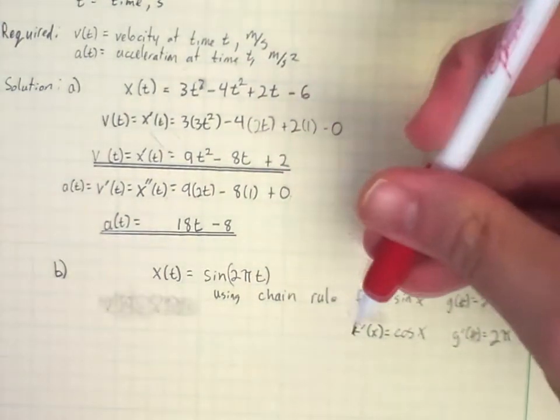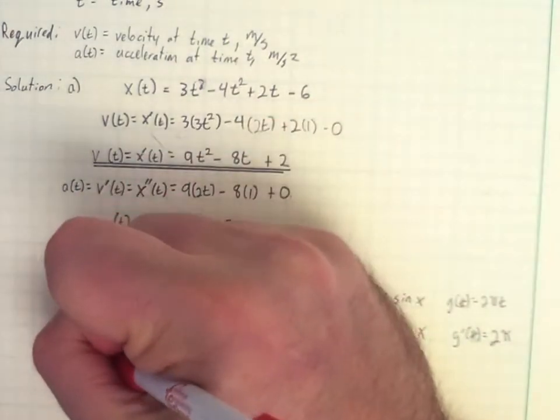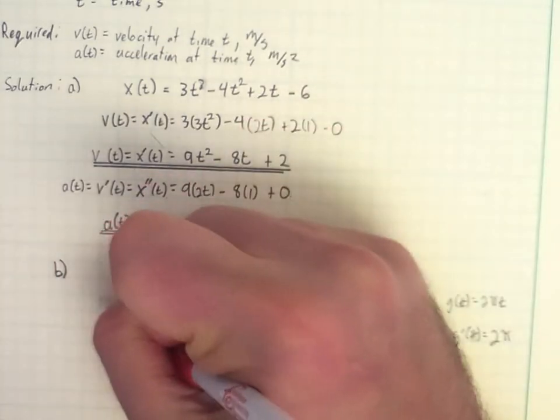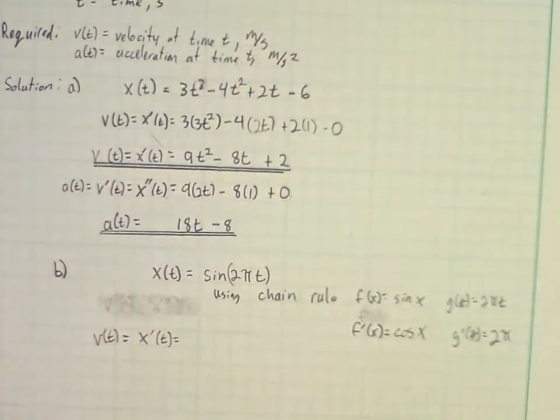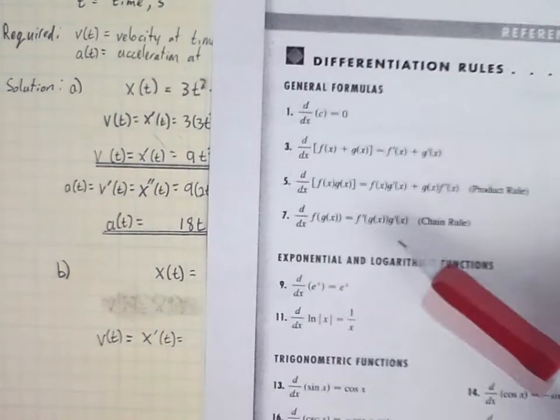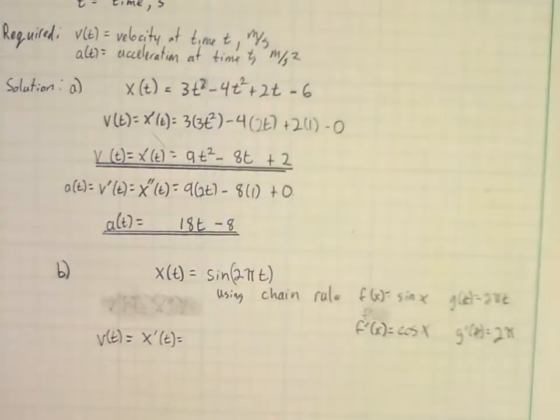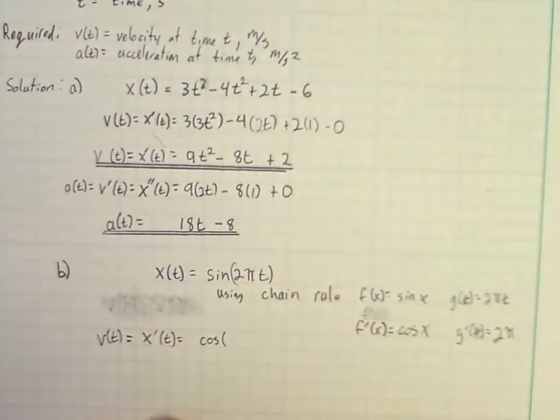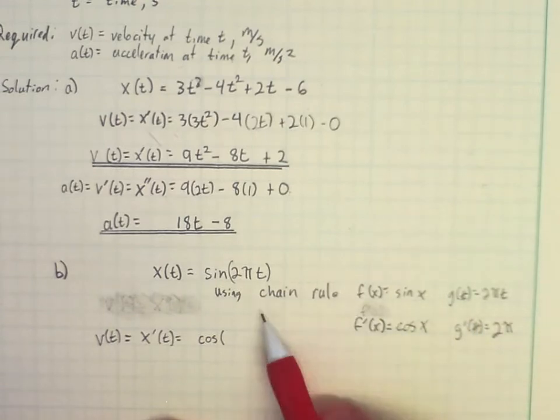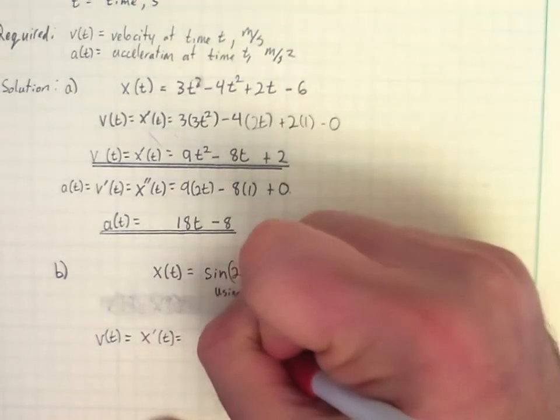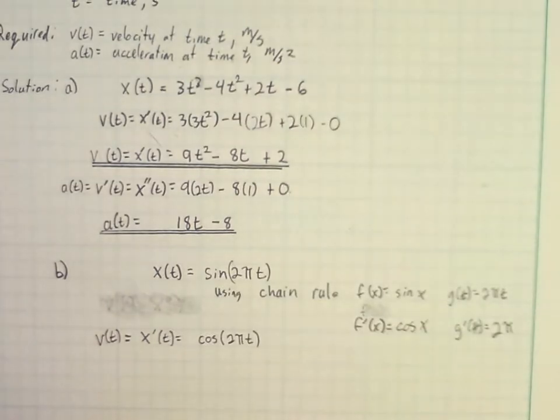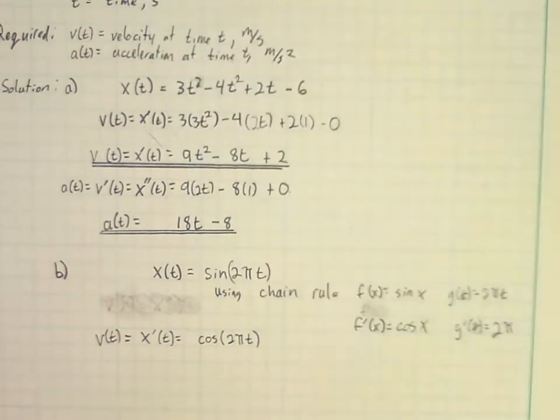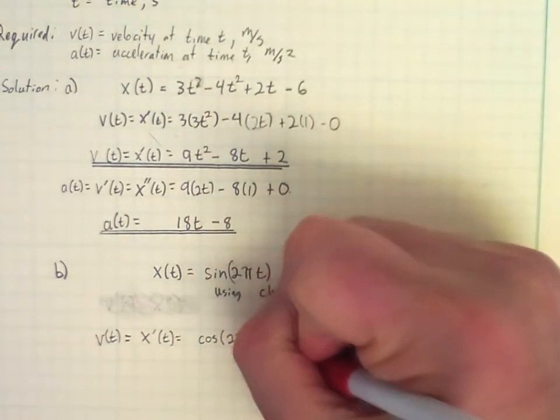So my actual value here for v of t, which is the first derivative of position, is going to be, take my function, take the derivative of the outer function, so I'm going to do cosine, and what goes inside there is still my original function, so it's cosine of 2 pi t, multiplied by the derivative of g, so it's times 2 pi.